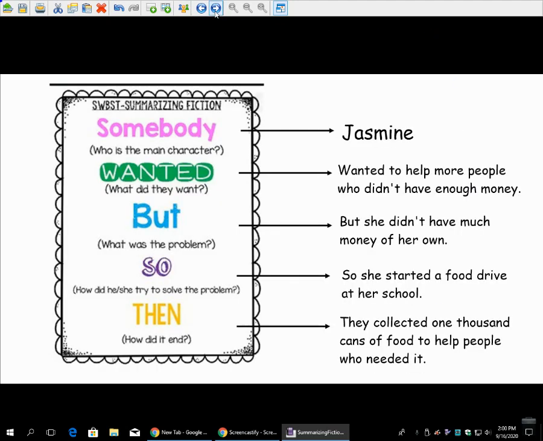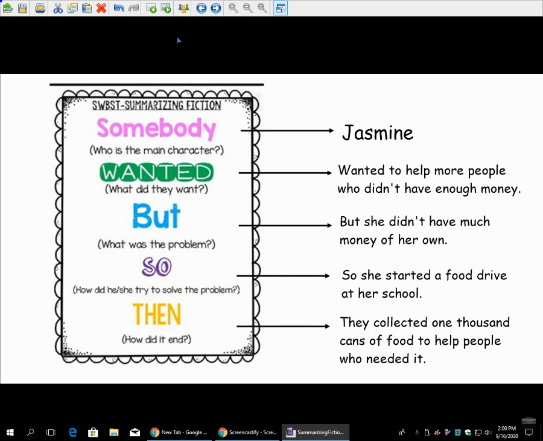All right, so let's break this down with our 5 keywords. Who was the character? Well, we know the character was Jasmine. What did Jasmine want to do? She wanted to help more people who didn't have enough money. But what was her problem? Remember what it said? She didn't have much money of her own. So what did she do to solve it? She started a food drive at her school. Then they collected 1,000 cans of food to help people who needed it.